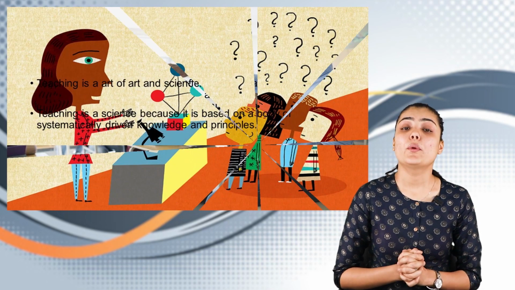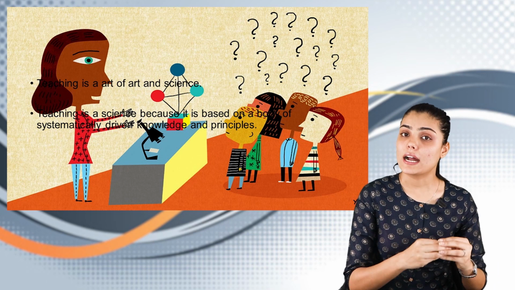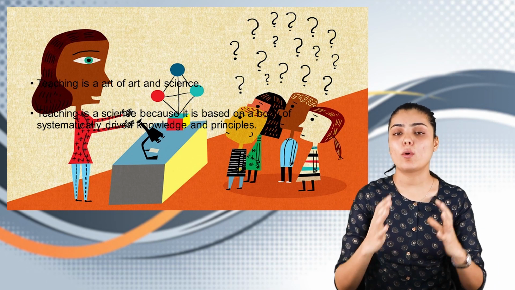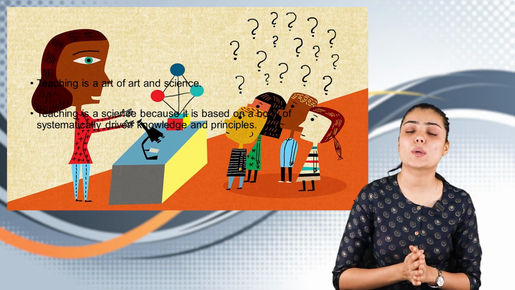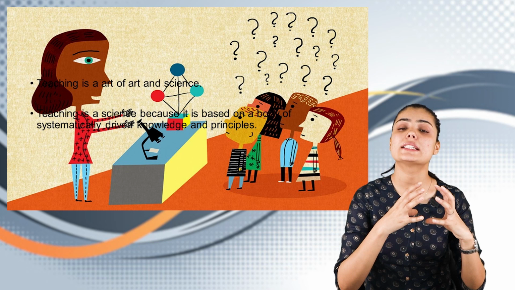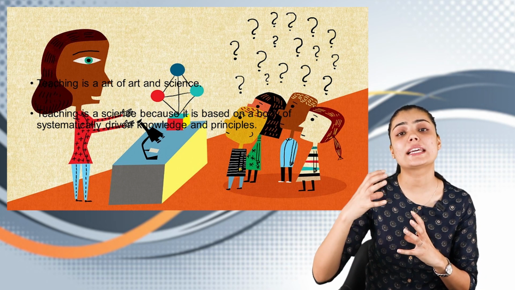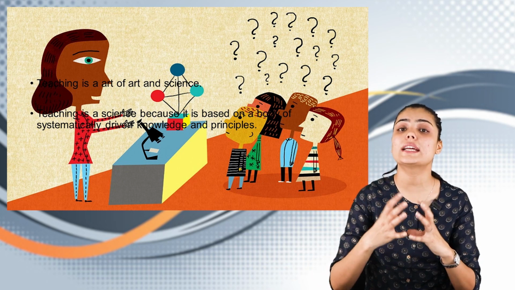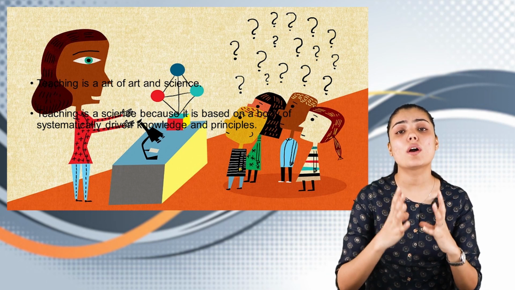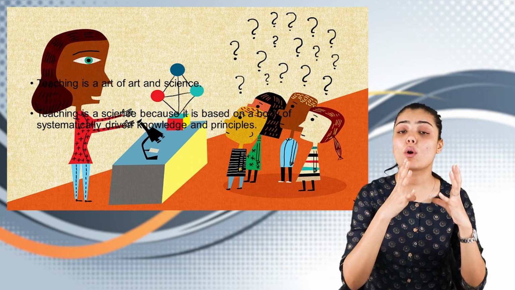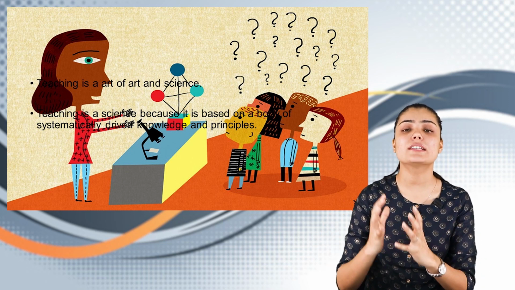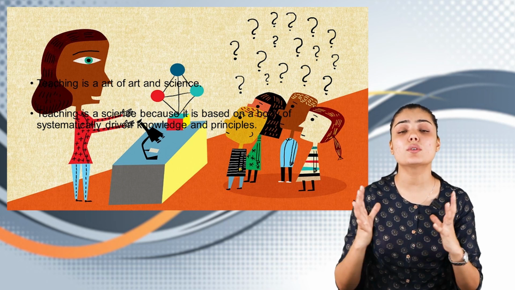All right. Now we must understand that teaching is an art as well as science. Obviously teaching is considered as an art, right? But why is teaching also considered as science? Teaching is science because it is carried out, planned and organized according to a set of knowledge and principles. Teaching is based on a systematic body of knowledge and principles. That is why it is also a science. All right, so I hope you have understood what teaching is, right?